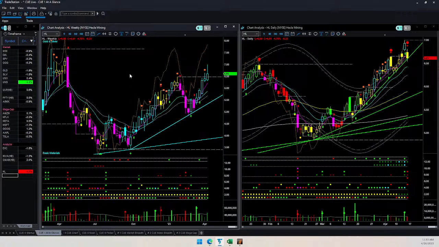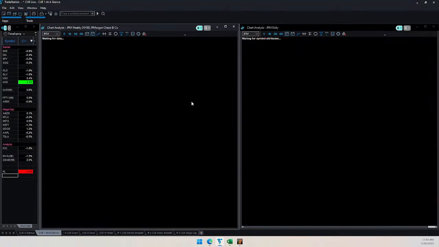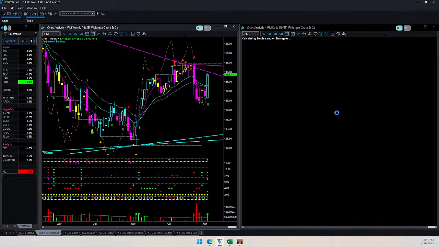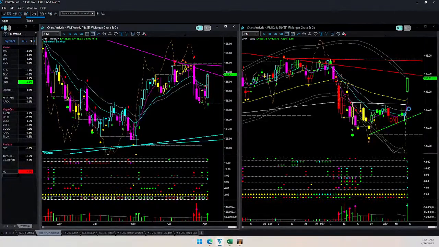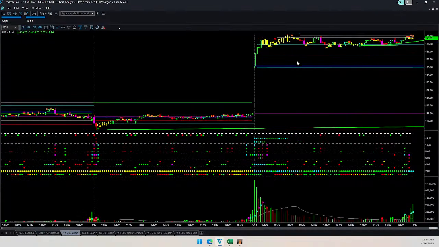JPM was one of them, JP Morgan. Let's look at JP Morgan, large bank. It declared earnings, had a huge gap up open and continued to move up. So if you tracked it on Friday using intraday charts, you could think of taking a gap long trade.